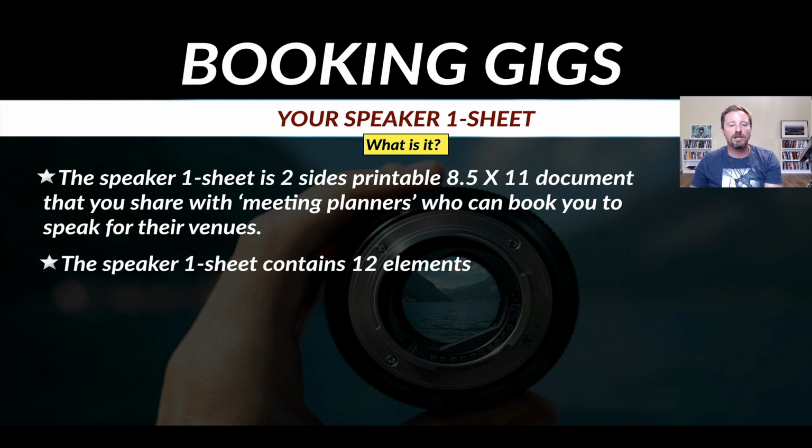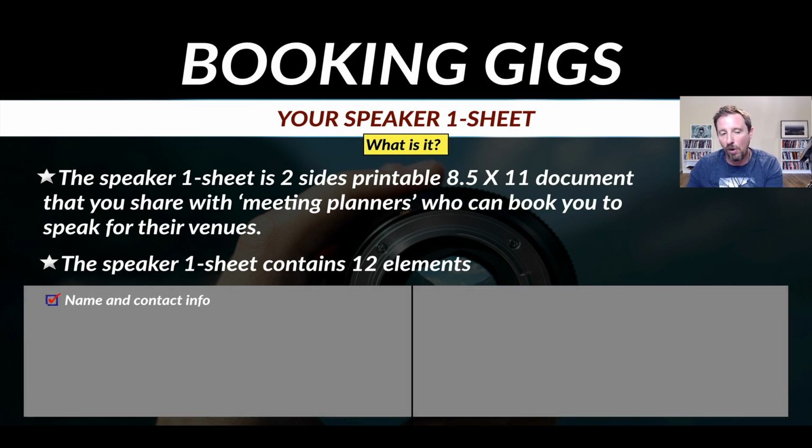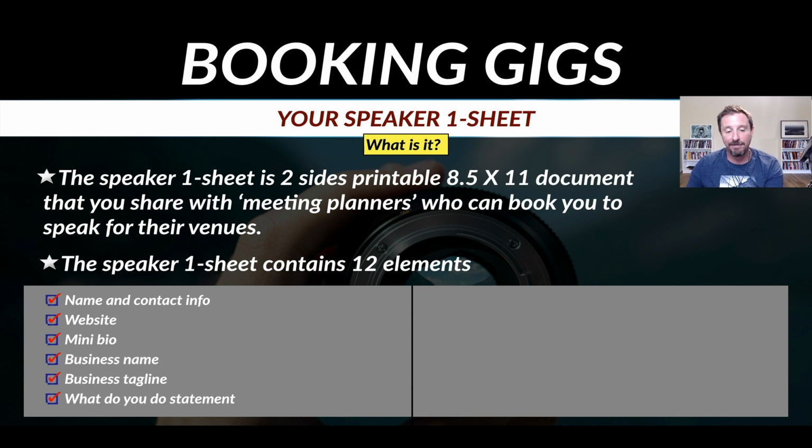Okay. The speaker one sheet contains 12 elements. These are the ways that we teach it. And what we've done is created a Google document that takes you through each one of these elements as questions. So you can literally just one at a time get these done. We'll show you exactly what that looks like in a little bit here. Okay. But these are the 12 elements that will take you through. Number 1, your name and contact info, pretty simple. Number 2, your website. Number 3, mini bio. Number 4, your business name. Number 5, tagline, your business tagline. Number 6, what you do statement.